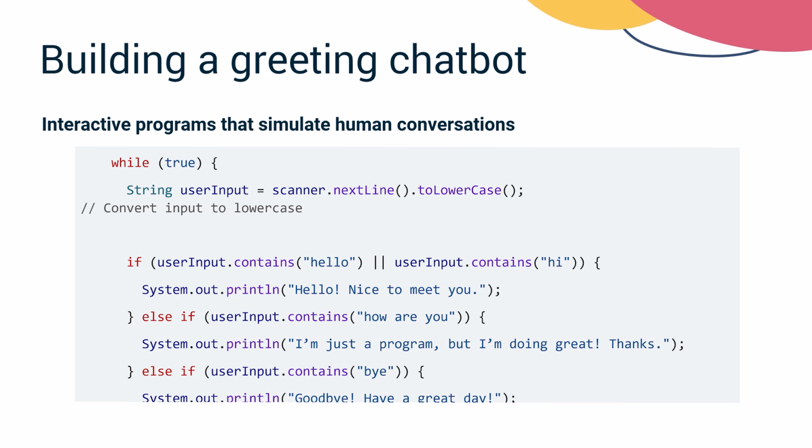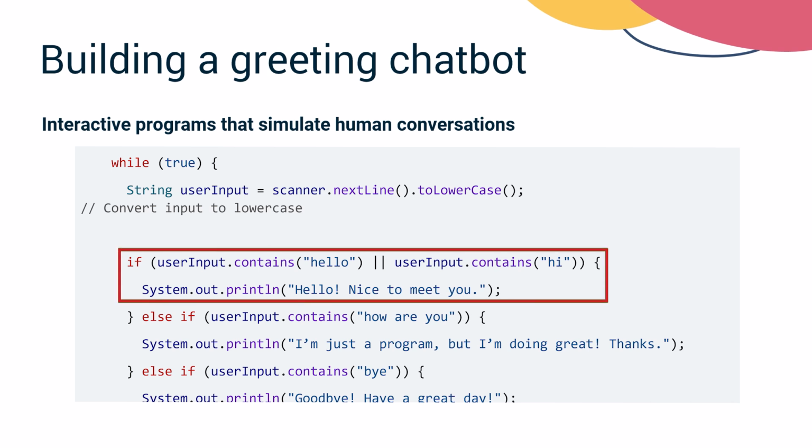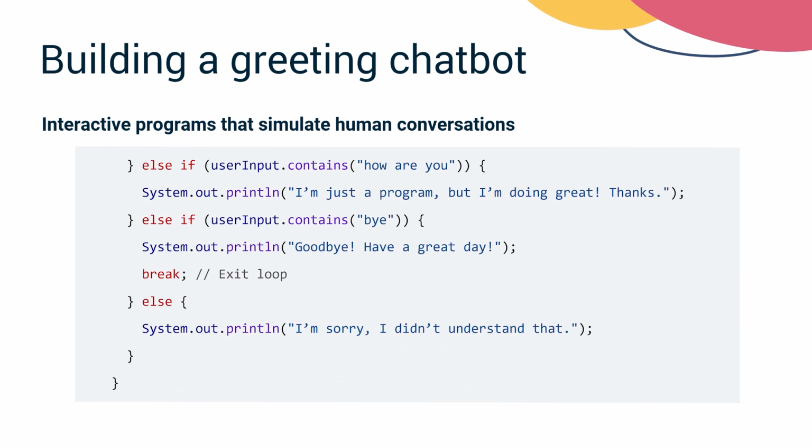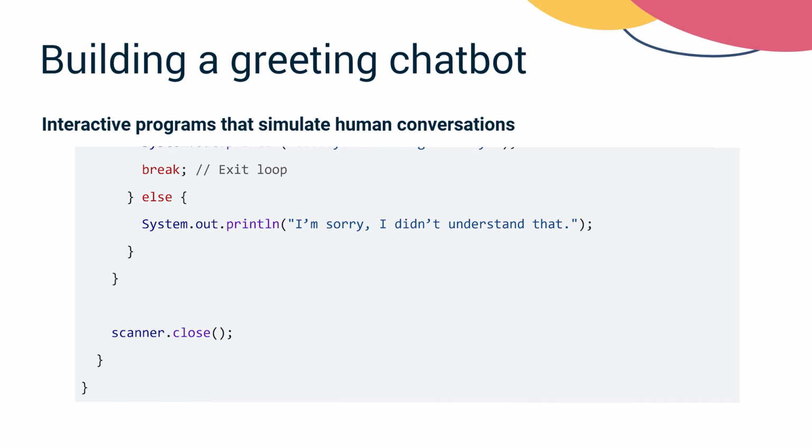Next comes pattern matching. The chatbot looks for specific keywords, such as hello, and responds with a predefined response. Finally, there's an exit condition. When the user says bye, the chatbot recognizes the command and ends the conversation. This logic forms the foundation of customer support bots used by companies or banks.